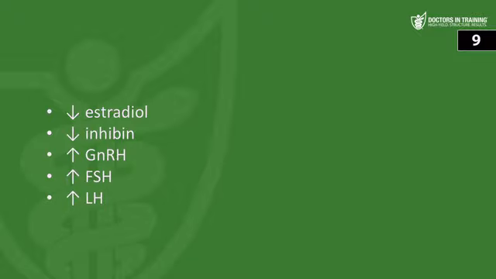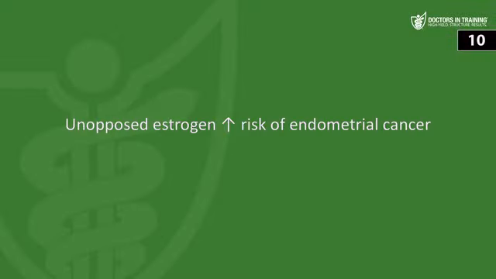Next, what hormonal changes are seen during menopause? Low estradiol and low inhibin, which means less negative feedback, leading to a high GnRH, high FSH, and high LH. Last one. Why is progesterone used in combination with estrogen during hormone replacement therapy? Unopposed estrogen increases the risk of endometrial cancer. So in any patient receiving estrogen, if she has a uterus, she needs progesterone as well.